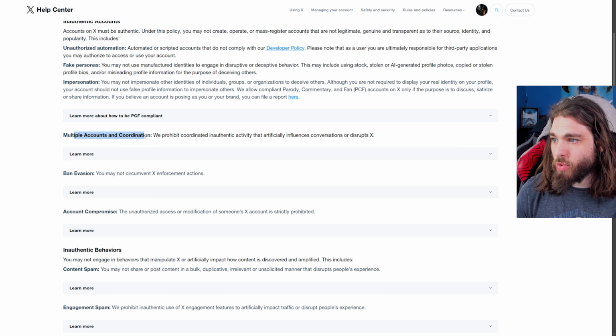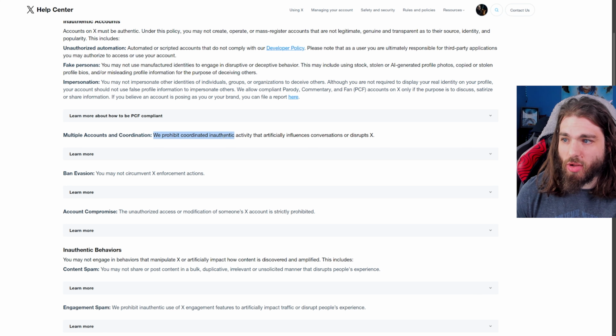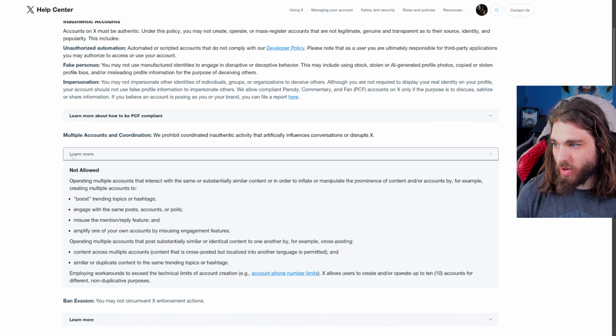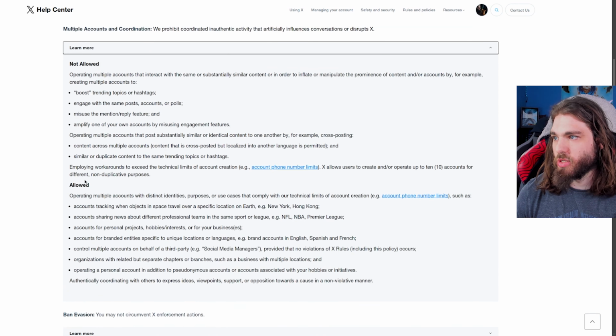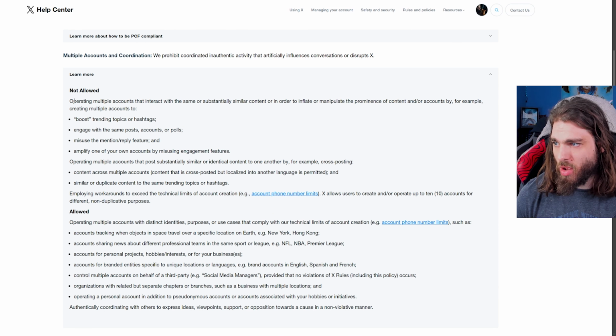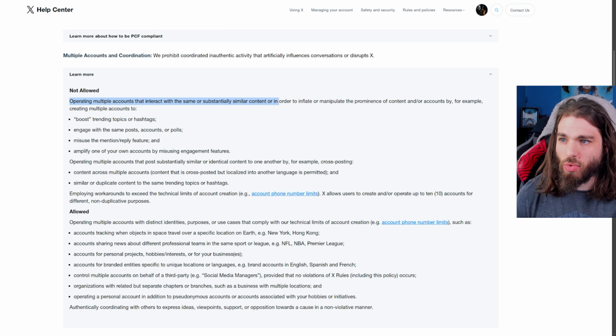Multiple accounts and coordination. We prohibit coordinated inauthentic activity that artificially influences conversation or disrupts X, right? Okay, well then we're gonna go over this real quick, right? Not allowed: operating multiple accounts that interact with the same or substantially similar content in order to inflate or manipulate the prominence.